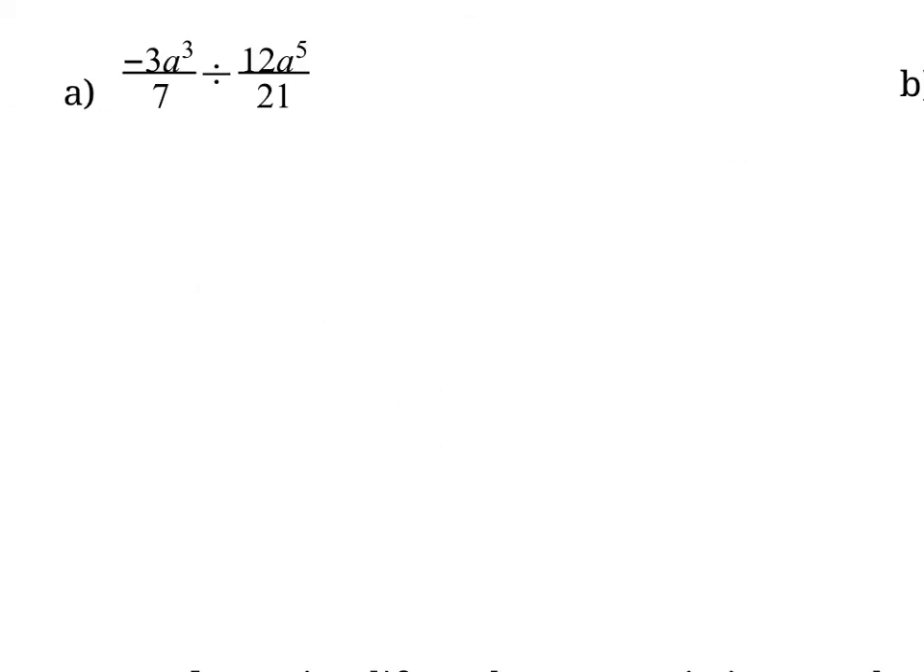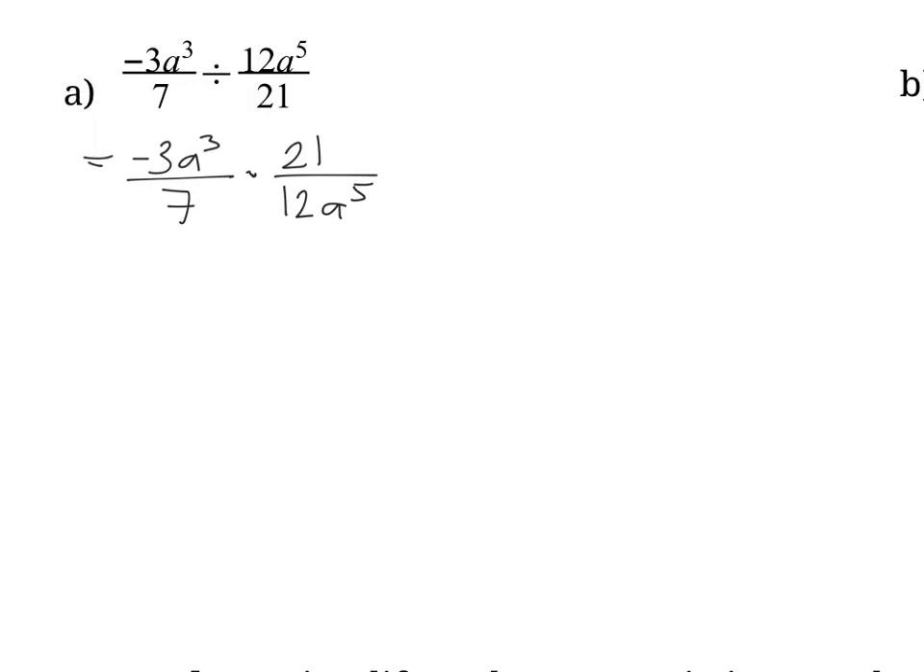So let's start off simple with this example here. We've got 2 rational expressions we're going to divide. Our first step is always to factor, but we have all these monomials here, so there is nothing to factor. So the second step is we are going to flip this second fraction so we can change it to multiplication and actually simplify this. We have negative 3a cubed over 7, that's going to remain the same, times, and we're going to flip this second fraction to 21 all over 12a to the power of 5.